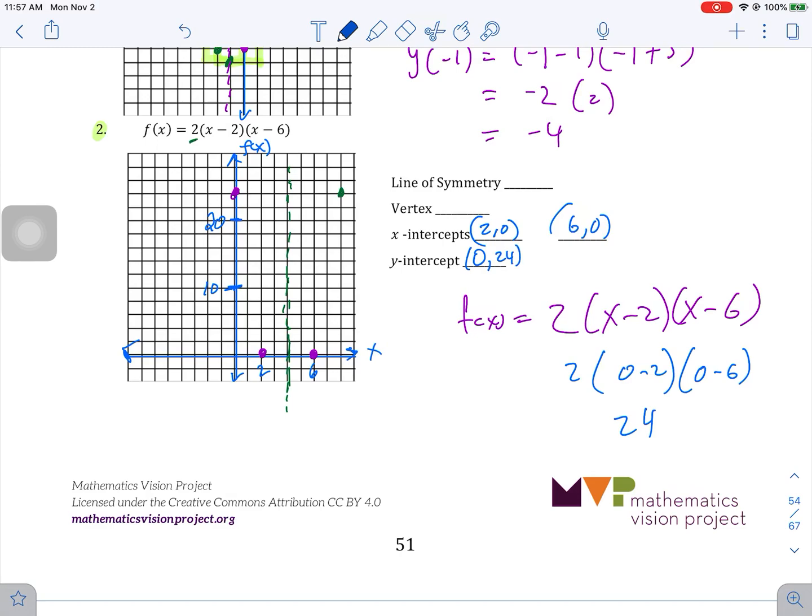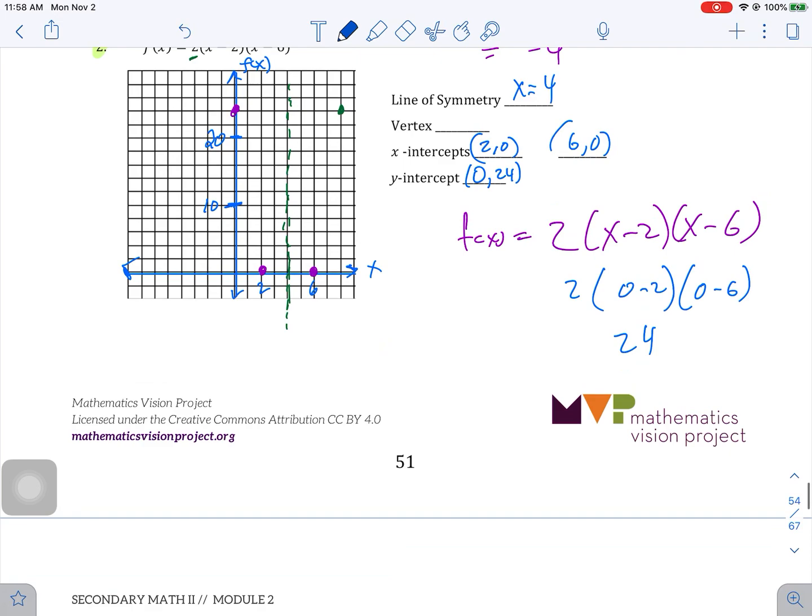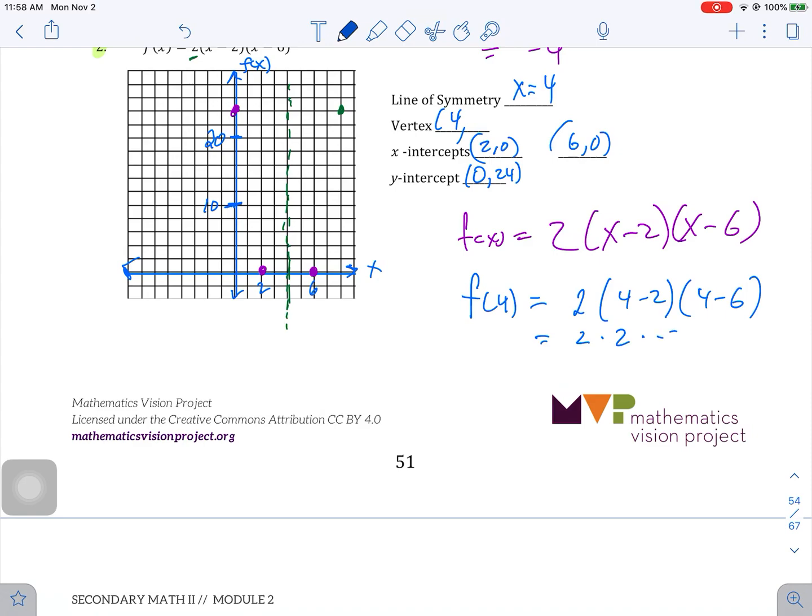24) is the y-intercept. The vertex, you can see with the green line, is halfway between 2 and 6, so x is equal to 4. For the line of symmetry, that's the x value of the vertex. The y value, we can plug back into the function. So f(4), which is what we calculated for the x value, equals 2 times (4 - 2)(4 - 6). So that's 2 times 2 times negative 2, which equals negative 8. All right, so (4, -8) is the vertex.